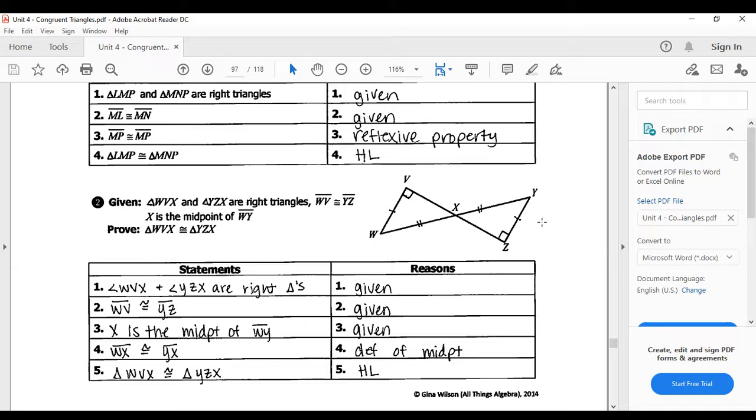Most of this proof is just going to be givens. I am writing here in the statements. The first thing I'm writing is that triangle WVX and triangle YZX are right triangles, and that was given to us. The second thing given: WV is congruent to YZ. The third thing given: X is the midpoint of WY. So we start with all of our givens.